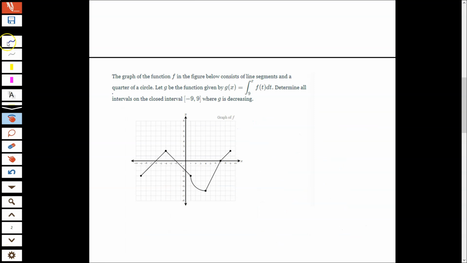Okay, here's another example. The graph of f is made up of some shapes. We don't really care that much. G is given by the integral from 9 to x of f of t dt, and we want to know where G is decreasing. Well, let's think about what that means. G is decreasing means G prime is less than 0, and G prime of x, well, that's really just f of x. So we want f of x to be less than 0.